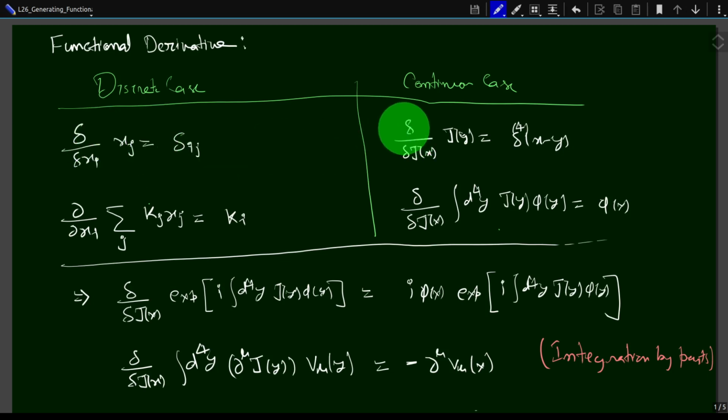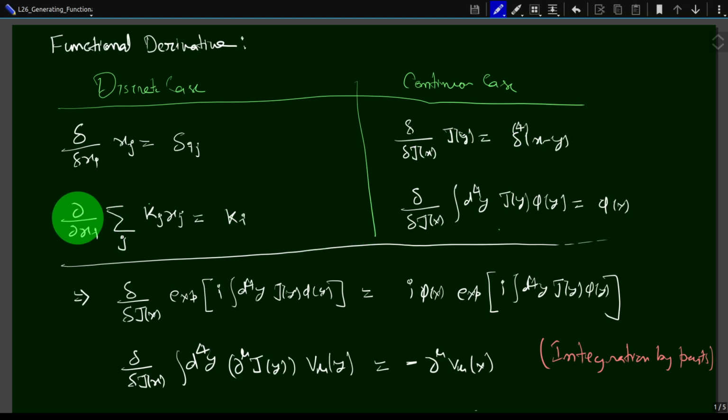I have the derivative del by del J(x) of the function J(y). The corresponding thing to delta_ij in the continuum limit is a 4-dimensional delta function of x minus y. So when x is equal to y, this derivative exists, otherwise it's 0. But since it's happening on a zero measure set, that's why this delta function is there.